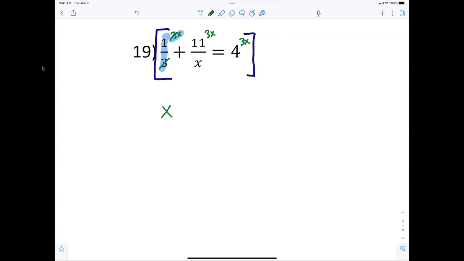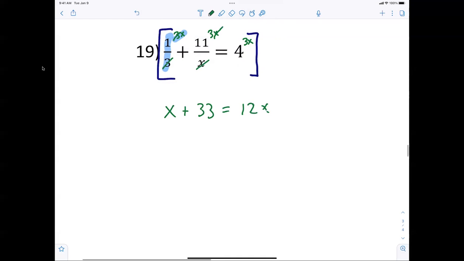What happens on the second fraction? The x's cancel. Plus what? 33 equals 12x. So 33 equals what? So x has to equal 3. Everybody good with that?